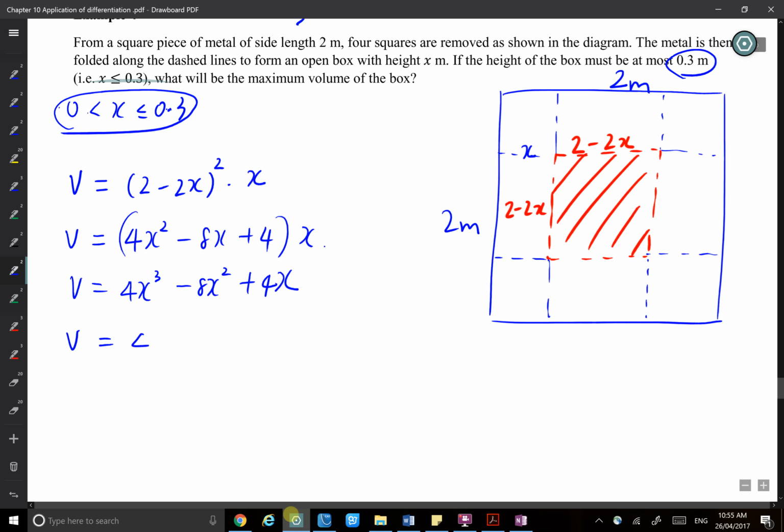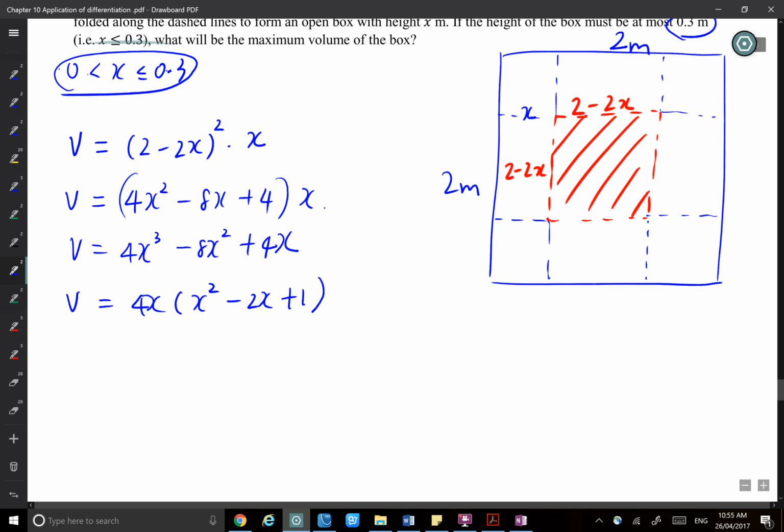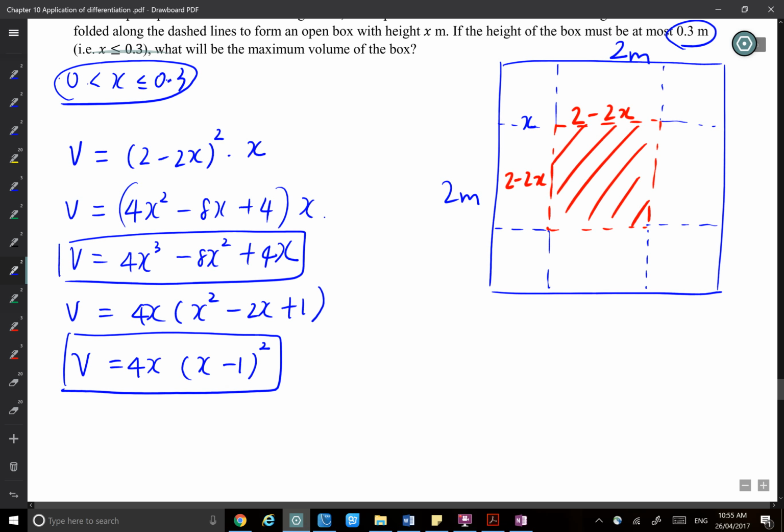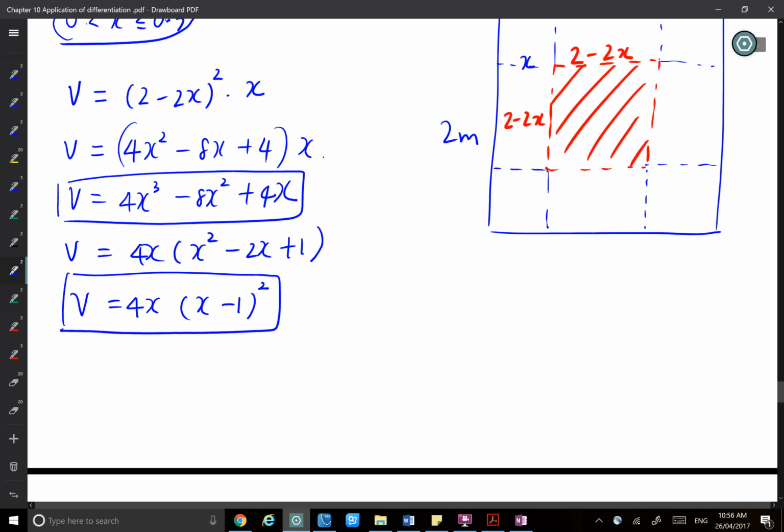Or I can take 4x as a common factor. I have x squared minus 2x plus 1. V equals 4x times (x minus 1) squared. Okay, I can also have that. It's either in this form or in a fully factorized form. Now I want to find the maximum volume.